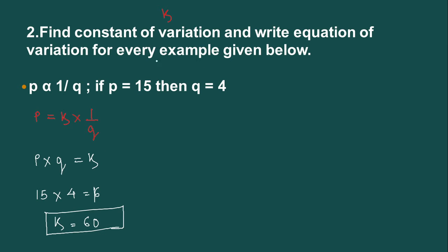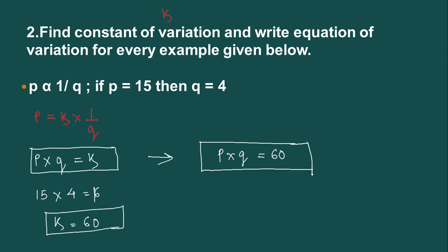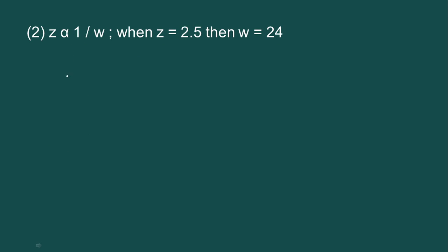Then what next children? You have to find the equation of variation also. Now here is your equation of variation. Now in this, p into q is equals to nothing but 60. Okay. So this is your equation of variation, and k is equals to 60 is your constant of variation. And let's do the next one. Same, like z is equals to k into 1 upon w. You can write it as z into w is equals to k. Now what is z? 2.5 into 24.